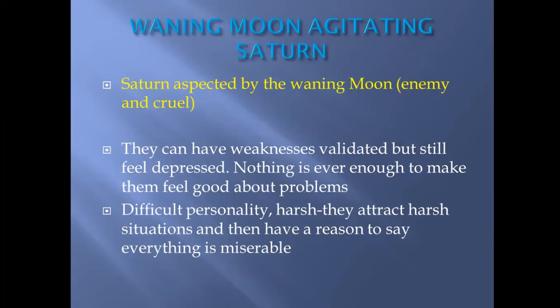Now, the waning moon agitating Saturn. And this happens when Saturn is aspected by the waning moon. In this case, the waning moon is going to be an enemy and cruel. Remember, the enemies of Saturn are Sun, Moon, and Mars. So in this case, the natives can have weaknesses validated, but still feel depressed. Nothing's ever enough to make them feel good about problems. So this is going to create a bit of a difficult personality. They're going to be a little bit harsh, maybe. They might attract harsh situations, and they'll have a reason to say everything's wrong and miserable.